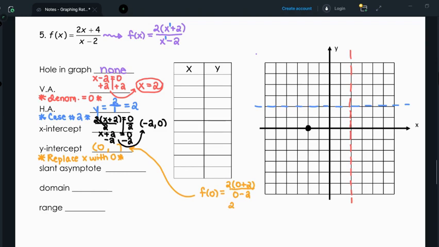Inside my parentheses, that's more order of operations, 0 plus 2 is 2, with a 2 outside still. And then in my denominator, I can also simplify down 0 minus 2, which is -2. Multiply the two numbers up top gets me 4. And then I divide 4 by -2 to get me -2. And that's exactly what I'll plot on my graph for my y-intercept.